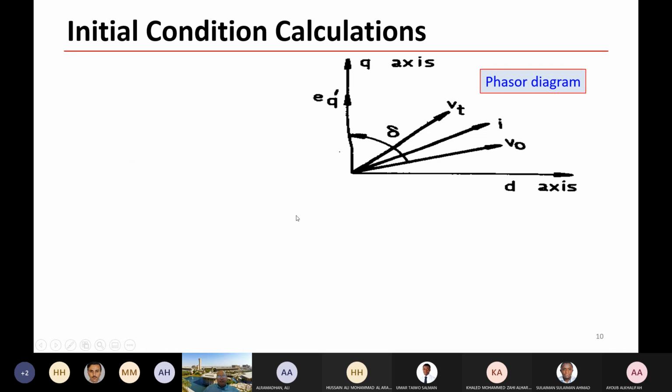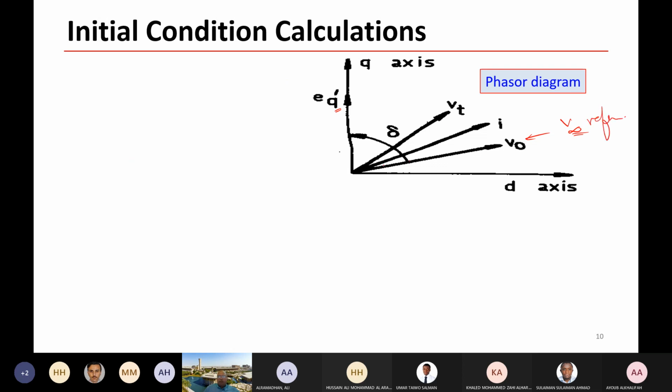Okay, so this is the phasor diagram. This is the infinite bus voltage, V infinity. And you measure, of course, delta from the internal voltage to the infinite bus voltage, which is your reference.